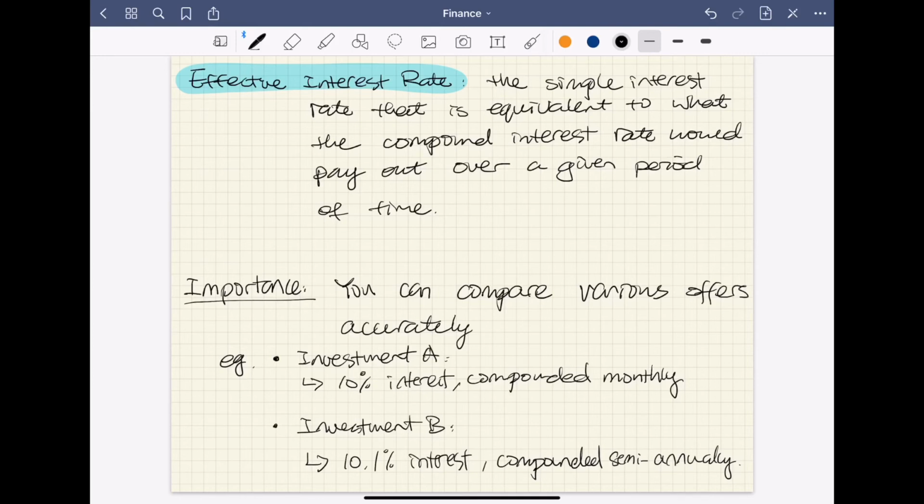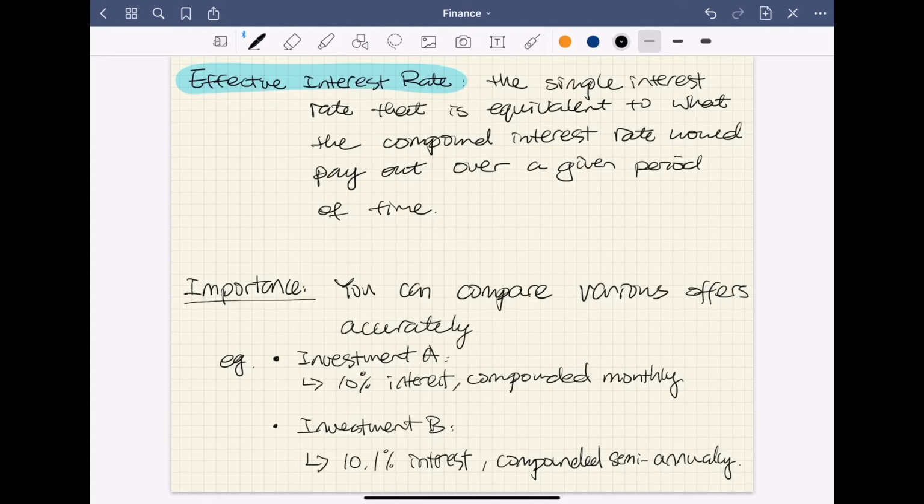It's the simple interest rate that is equivalent to what the compound interest rate will pay out over a given period of time. If you recall the example that we did previously, given the same interest rate, simple interest will be different from compound interest. So this effective interest rate is to solve that problem. So we want to know what simple interest will equal to the amount that the compound interest will give.